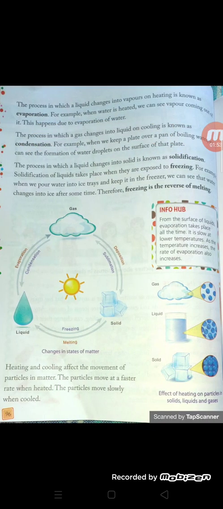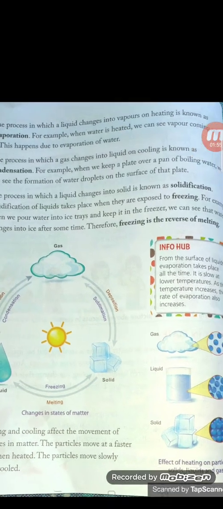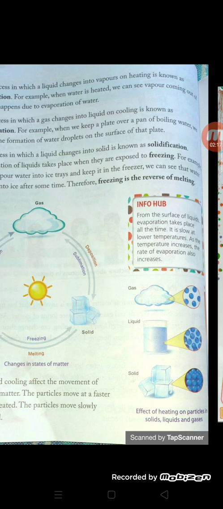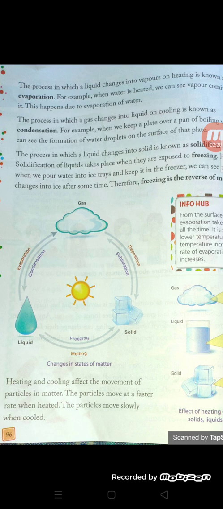The process in which a liquid changes into vapors on heating is known as evaporation. So the process in which a liquid substance changes into gas on heating is known as evaporation. For example, when water is heated, we can see vapor coming out of it. This happens due to evaporation of water.